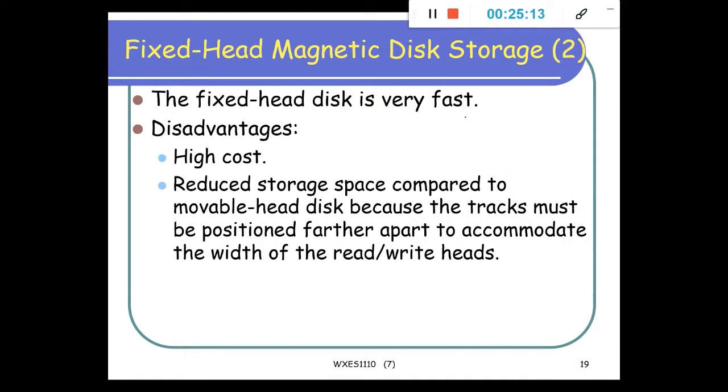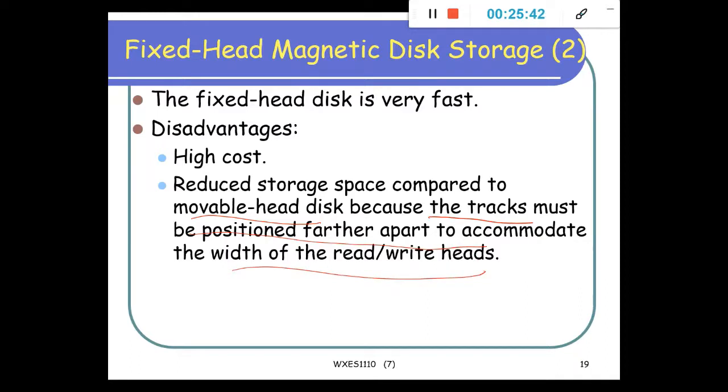The fixed disk is very fast. The disadvantages are high cost and reduced storage space compared to the movable head disk, because the tracks must be positioned farther apart to accommodate the width of the read-write heads.